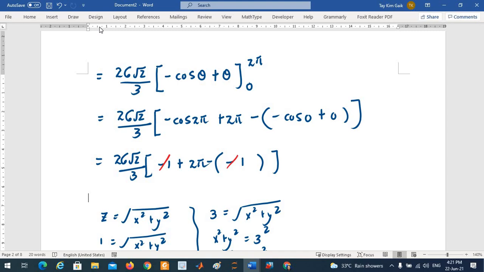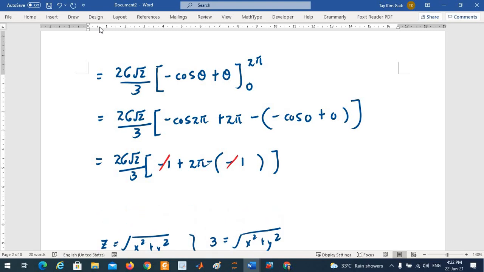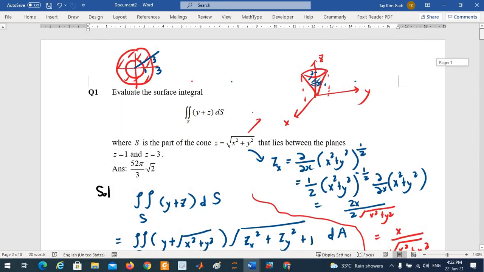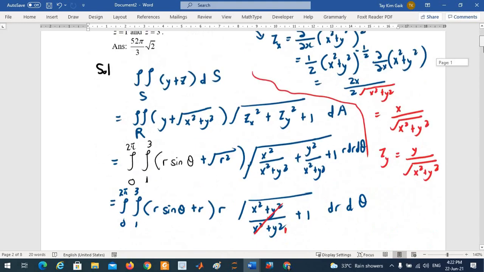So lastly, you have the answer. This is 2 pi. 2 times 26 is 52, so 52 root 2 pi over 3.